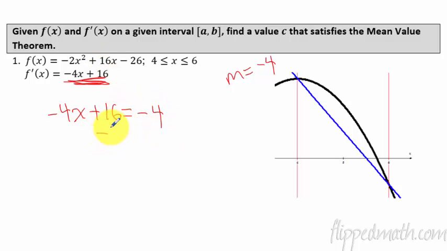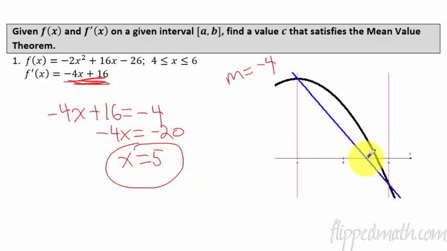And then you solve. Negative 4x equals negative 20. So x equals 5. So our value of c that's inside this interval is right here at 5. Okay, it was just a coincidence it was right in the middle.